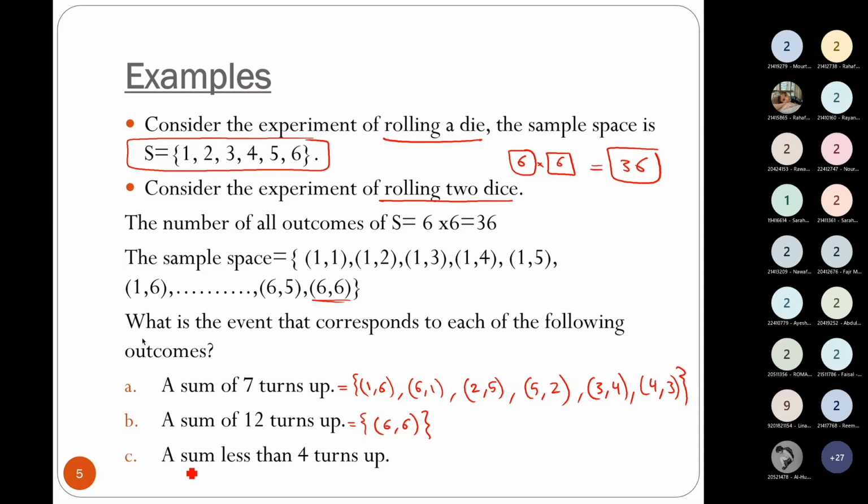Okay. The sum less than 4. Less than 4, this is not equal to 4. Less than 4, meaning the sum equals 2 or 3. So the outcomes of this event are 1 and 1, 1 and 2. 1,3 is not included because the sum equals 4, not less than 4. Now return to 2,1. 2,2 equals 4, so not needed. 3,1 equals 4. So we have only 3 elements or 3 outcomes in the event. Any question?